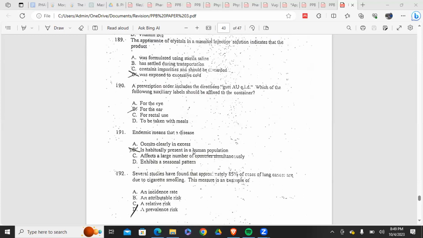I think that's not okay. I don't know, sure. It's for the ears. I think it means you put in both ears or something like that. Hadi, unajua Latin, correct?